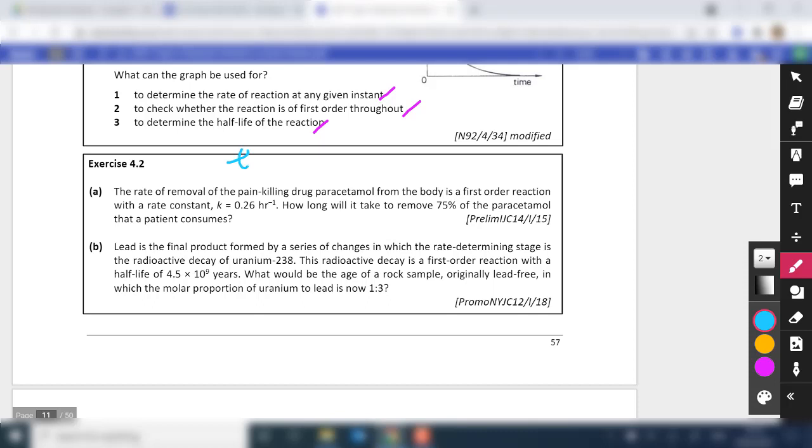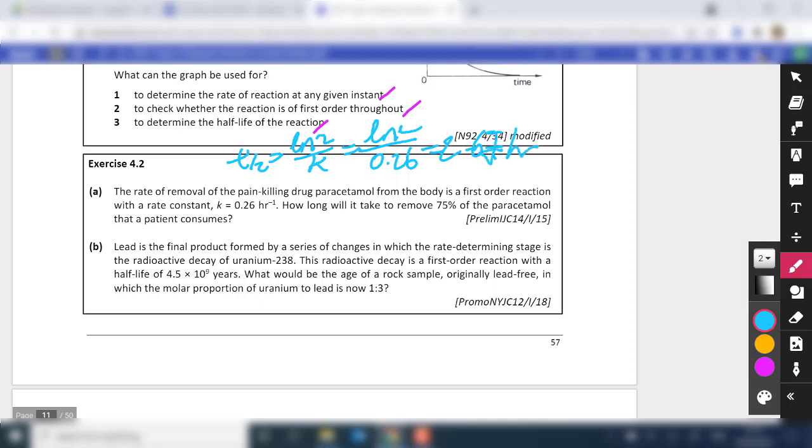Remember, t half is equal to ln 2 over k. In this case, k is given as per hour, so I just need to punch my calculator: ln 2 divided by 0.26. I will end up with 2.67 hours.